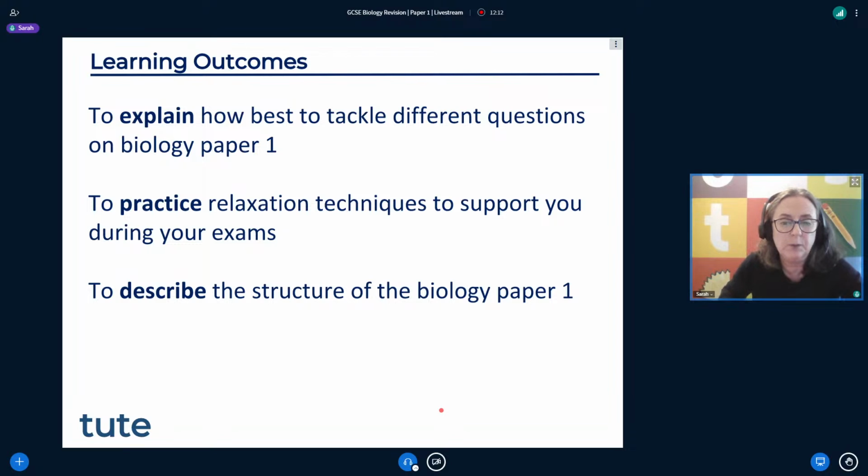And in addition to that, we're going to practice a relaxation technique to support you during your exams, because we know just how stressful a period this is. And it's good to have some little strategies up your sleeve just to put yourself back in the zone and recollect yourself in an exam situation. And then we're going to describe briefly the structure of the Biology Paper 1, just what you see when you look in, so that you know what you're going to face tomorrow and it doesn't come as a big surprise. You know what you're going to be up against.